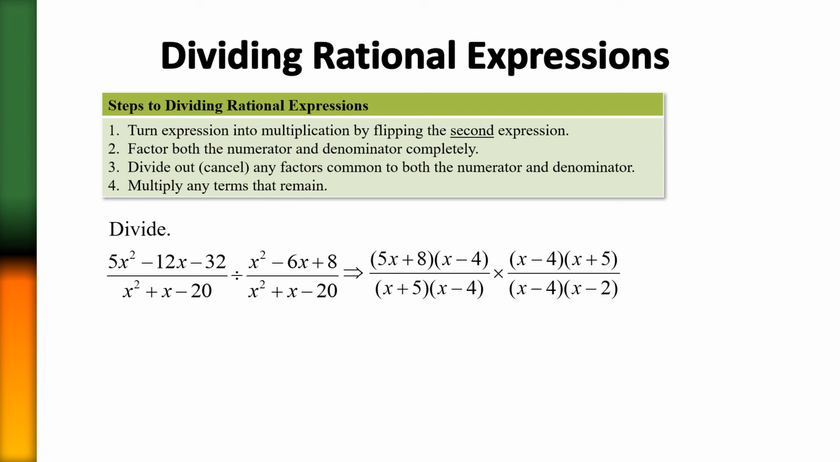So what can we cancel here? That's correct. If you said x minus 4, that is correct. And actually, there are 2 sets of x minus 4. So let's go ahead and cancel the other one out as well. Do you see anything else we can cancel? Did you say x plus 5? Then you're absolutely correct. So whatever we're left with is our answer, which is 5x plus 8 over x minus 2. And there you have it, dividing rational expressions.